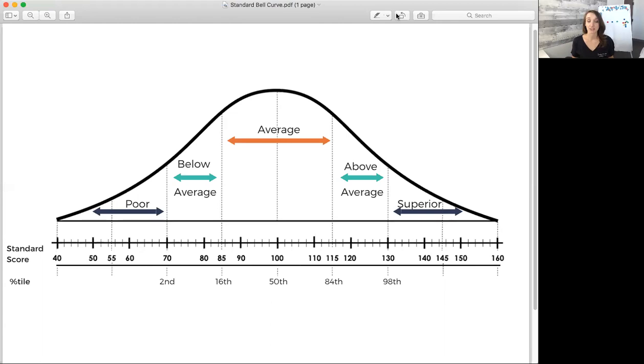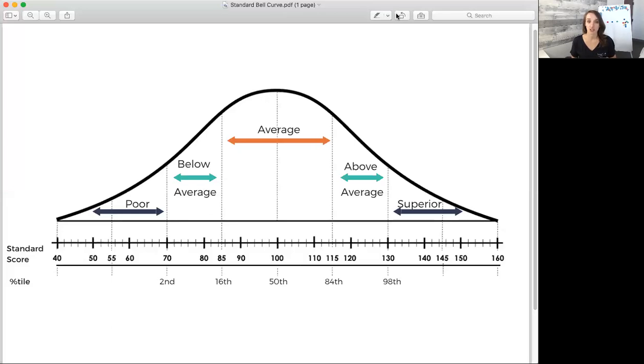That being said, if you're qualifying for an individualized education program, they're going to be a little bit more stringent on those scores. Oftentimes, what they're looking for is scores that are more than one standard deviation away from the average. What that means is the cut point for one standard deviation is a score of 85 or the 16th percentile.